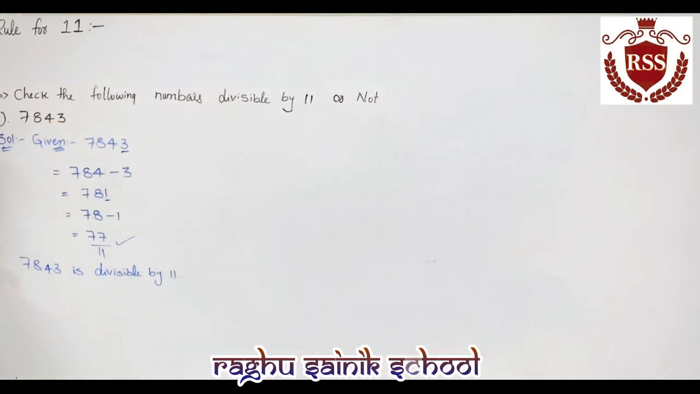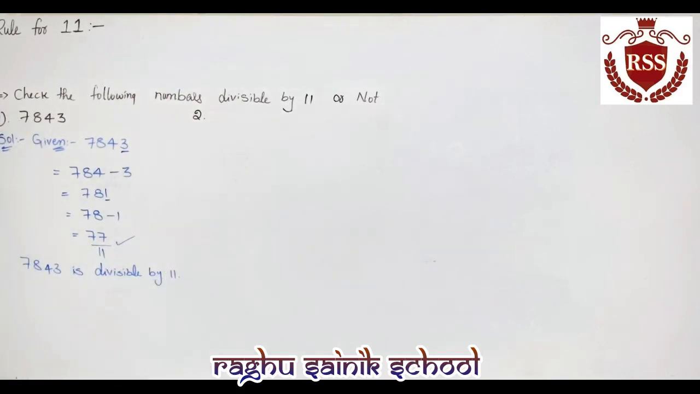Divisibility by 11 means the last digit of the given number is subtracted from its previous numbers. The process will be continued until we get a 2-digit number. Finally, we got a 2-digit number, right? If the 2-digit number is divisible by 11, then the whole number is divisible by 11. We'll see another example.